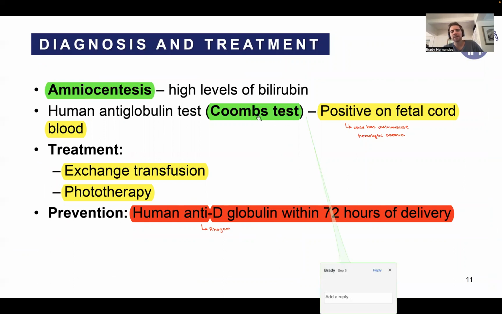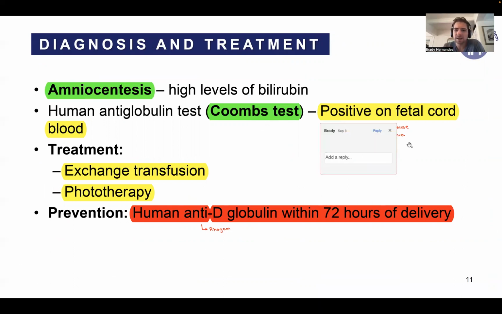Yeah, Coombs test is always looking for some sort of autoreactivity to red blood cells. So some sort of autoimmune problem. You can check that to see if there's some sort of problem. You can check to see if there's autoimmune hemolytic anemia going on.